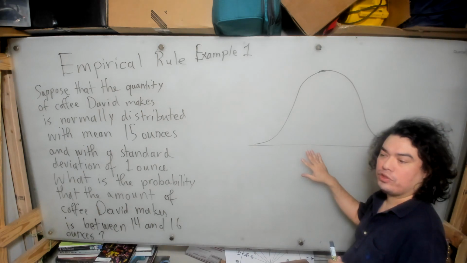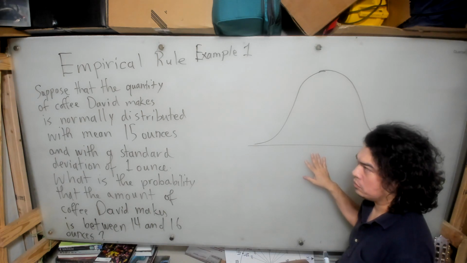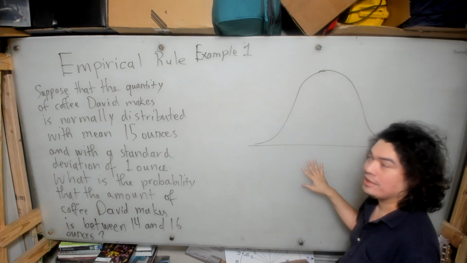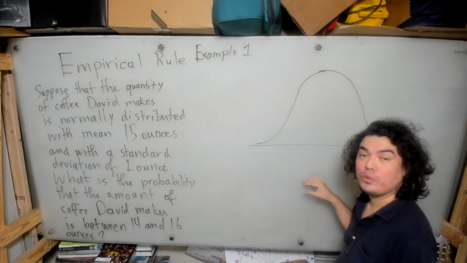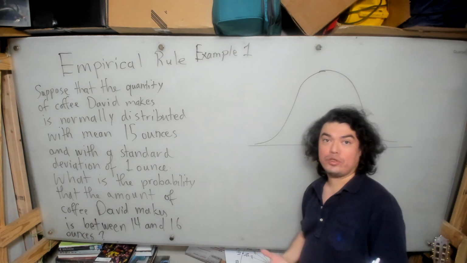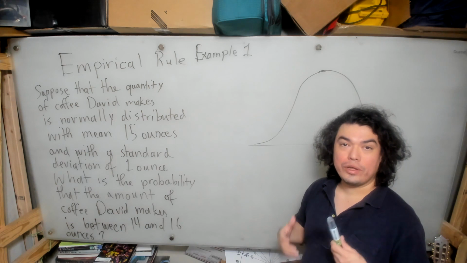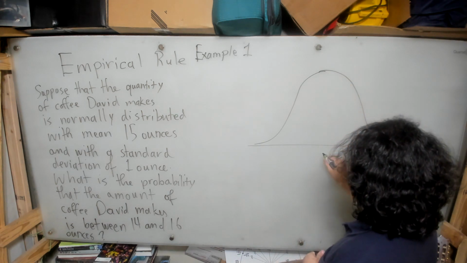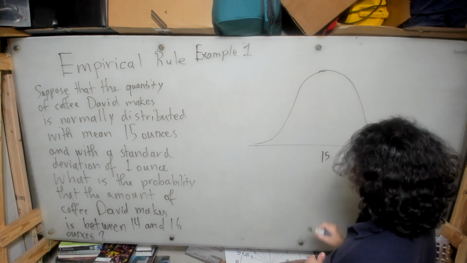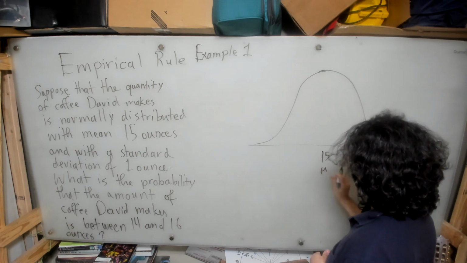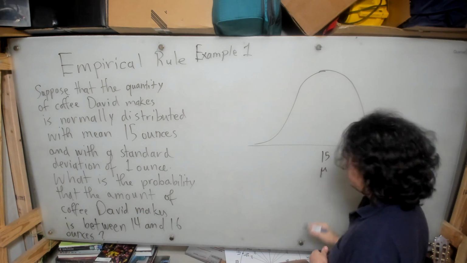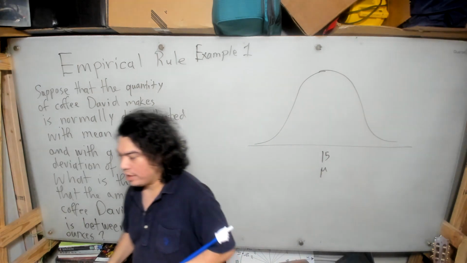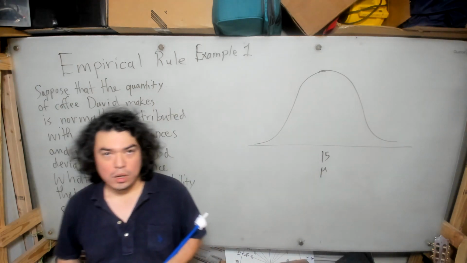So I know it's normally distributed, so I'm going to draw my bell curve. Okay, and it says that the mean is 15 ounces. What do we know about the mean with respect to the normal random variable? We know that the mean is dead center, right? So I know that right here in the middle, it'll be 15 ounces. That'll be my mean, okay? I don't know why my drawings are just so bad today. What else do we know?